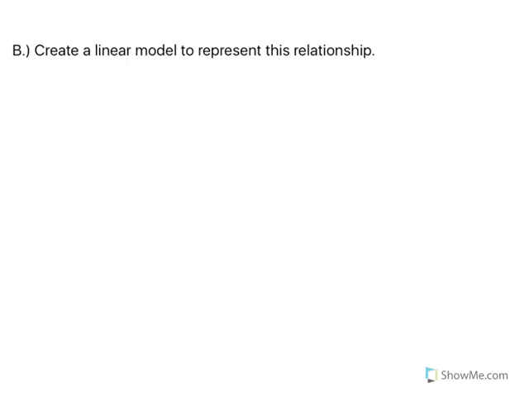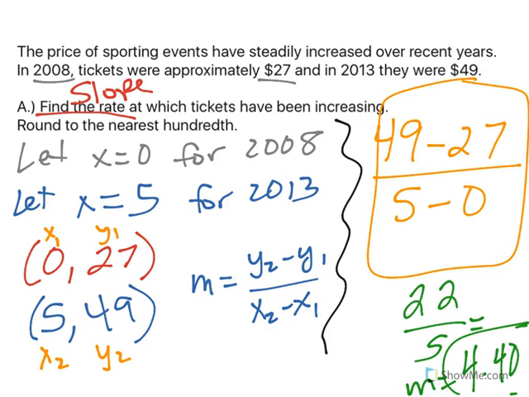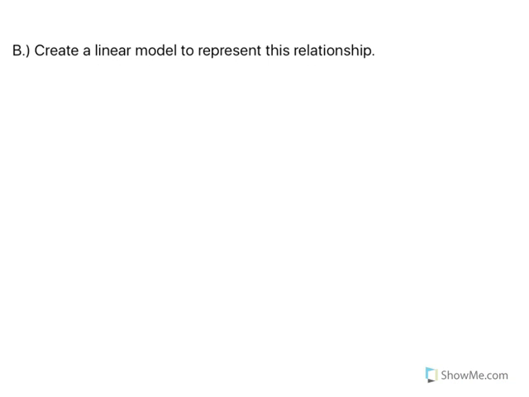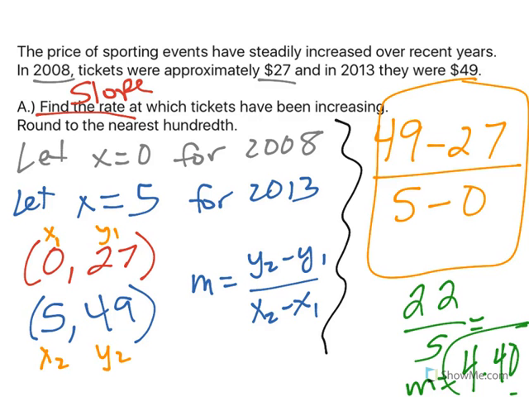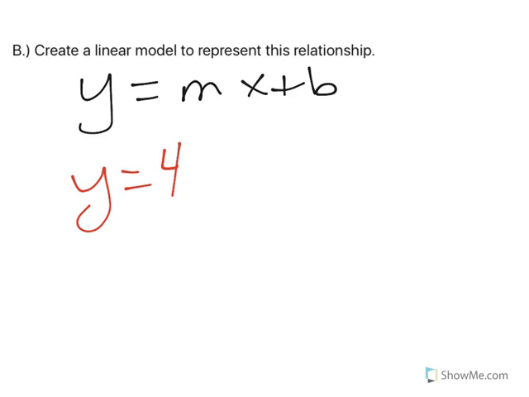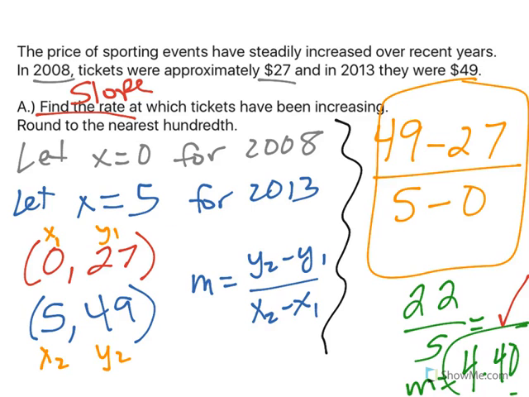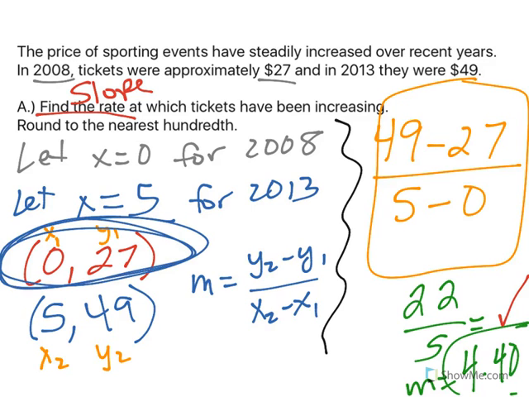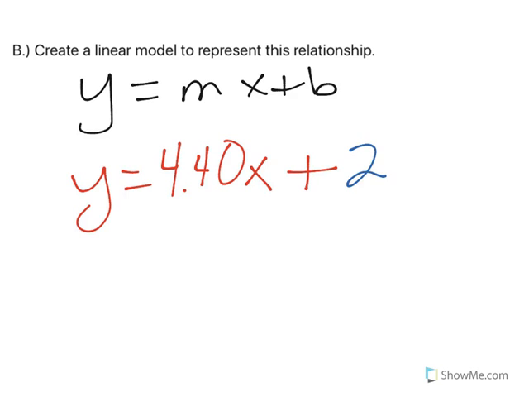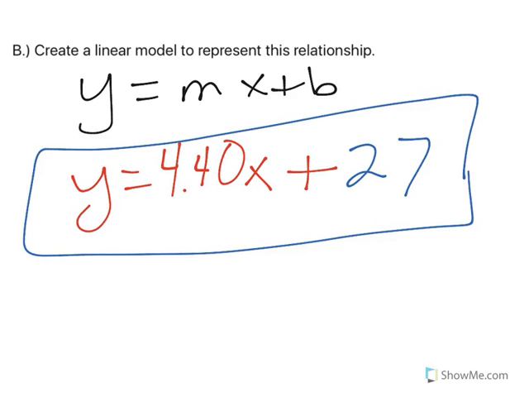And to create a linear model, we'll now use this information to represent this relationship. So remember, our linear model is y equals mx plus b. So I have y equals, now m is our slope, and we found that to be $4.40 times x plus our y-intercept. Well, our y-intercept is where x is 0. So our y-intercept has a value of 27. And there's my linear model.